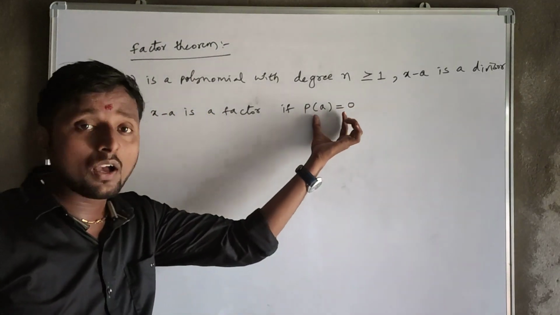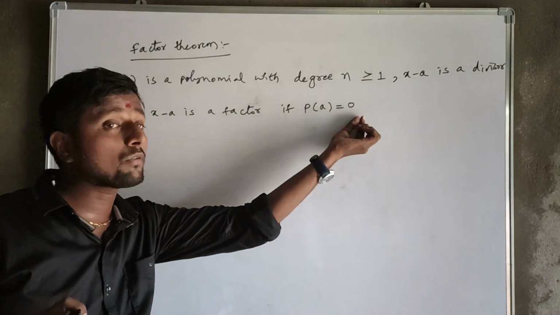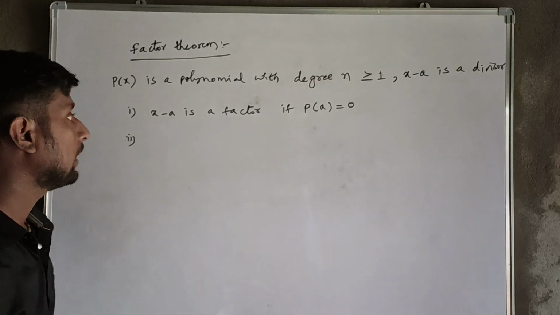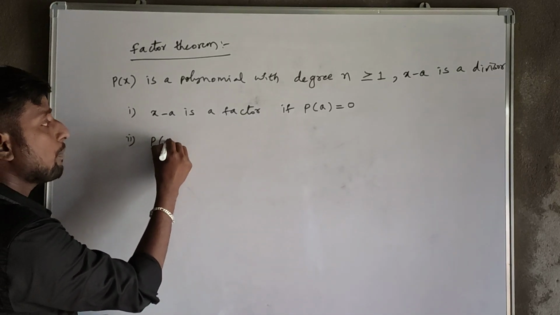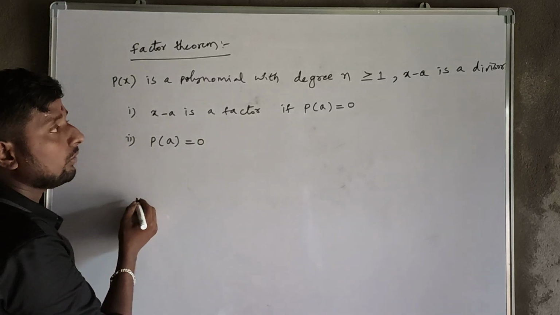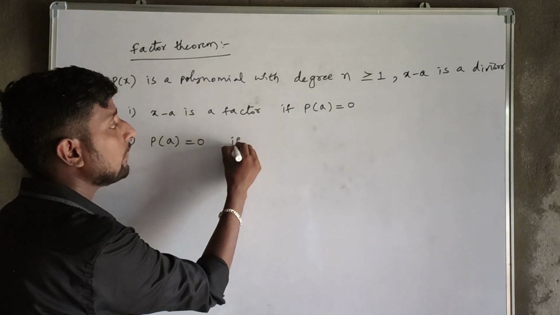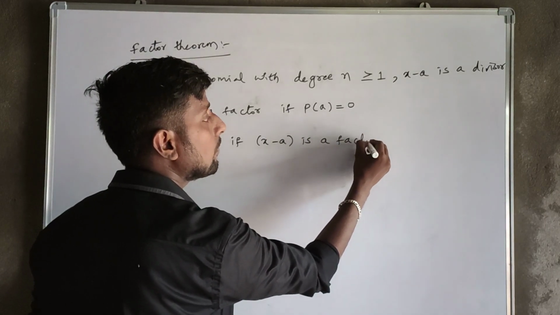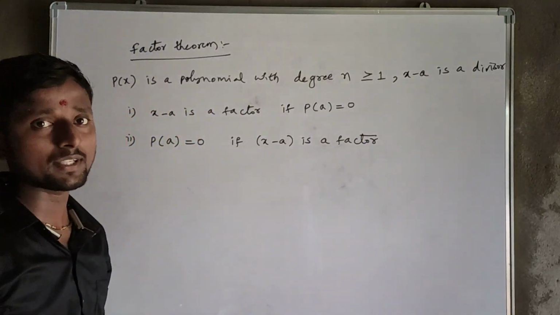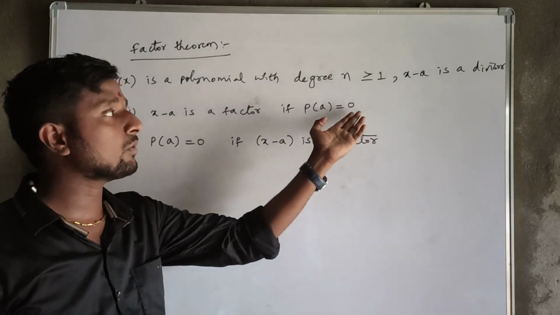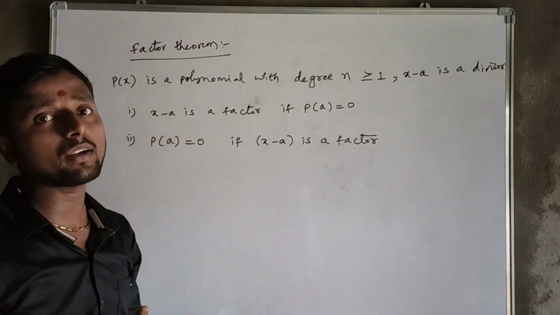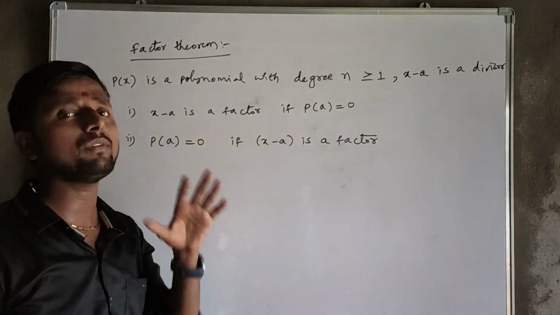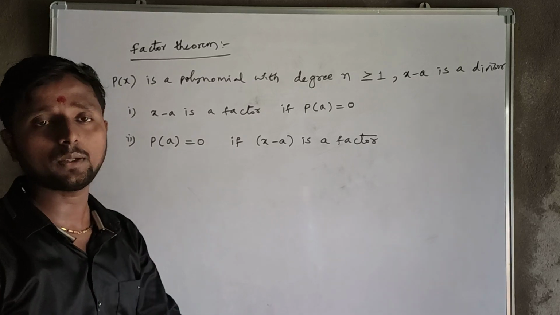In any case, if p of a is equal to 0, the remainder is equal to 0, then x minus a is a factor. Or else, p of a is 0 if x minus a is a factor. Vice versa, if p of a is equal to 0, then x minus a is a factor. If x minus a is a factor, the remainder will be completely 0. That is the theorem.